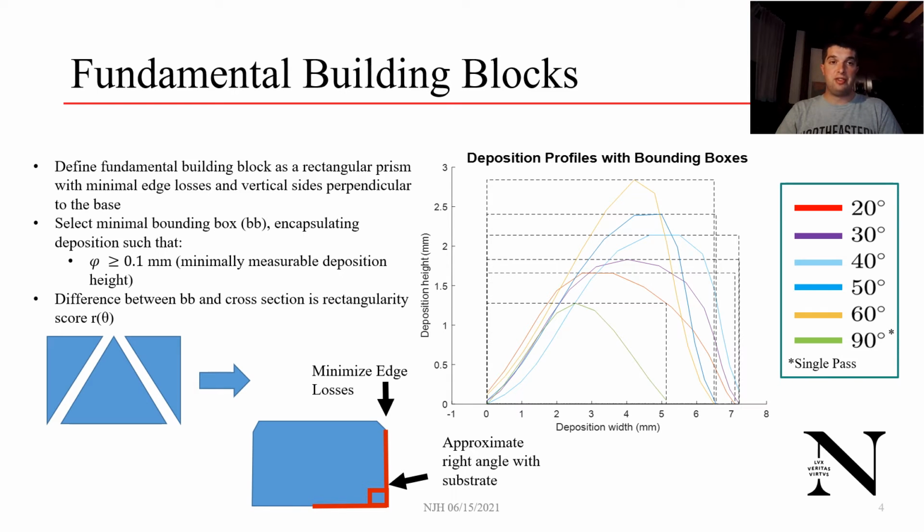Our research is driving towards what we call the fundamental building block. The goal for this is that we can take a small, repeatable, rectangular prismatic shape and use this shape as a compounding object to create larger 3D forms. And we measure the depositions that we can generate in relation to the fundamental building block by measuring the rectangularity, which is the difference between the minimal bounding box cross-sectional area and that of our deposition form.